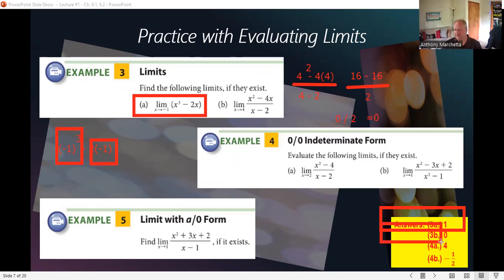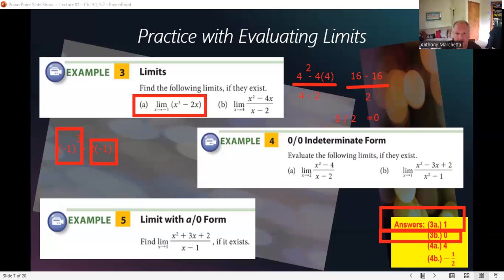For 3b, oops, our answer is going to be actually 0. Okay. Example 3 is great because we want to always go back to example 3, hoping that every question is like example 3, where you simply put the number in, you get the answer, boom, you're done.